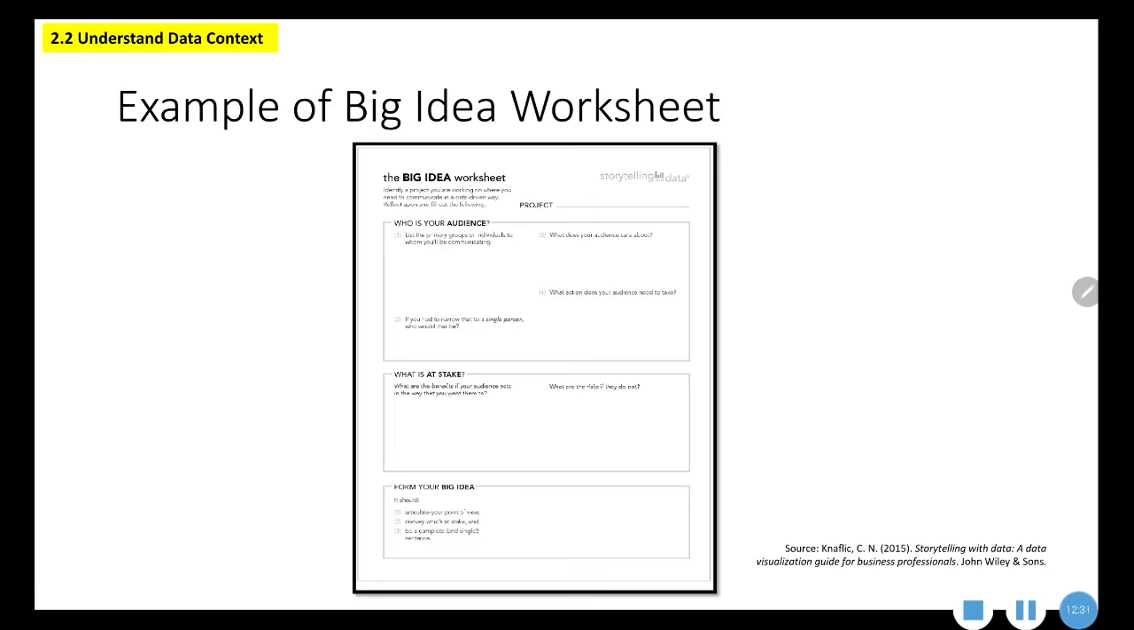Then for the second part, what is at stake? What are the benefits if your audience acts in the way you want them to? Who is at risk if they do not? This shows how important it is, and why we have to carry on with this program, and so on. This is forming your big idea. You create it in one complete sentence: articulate your own point of view, convey what is at stake, and make sure it is a single sentence.